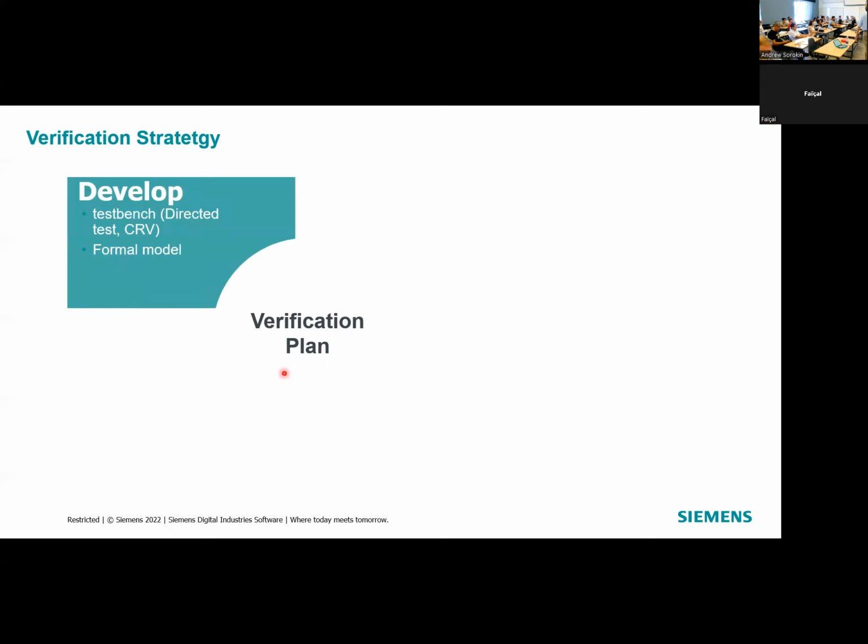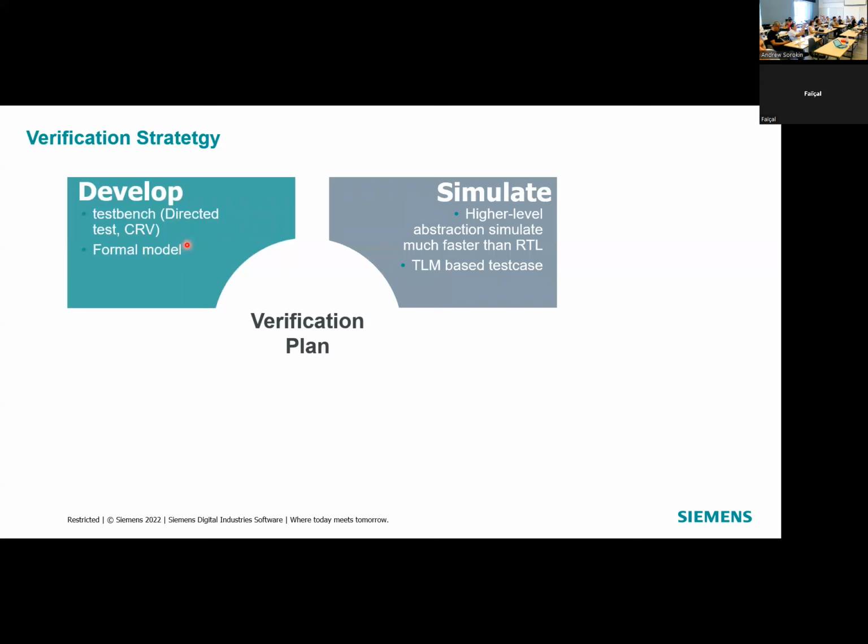Once we have this verification plan, we need to start developing our test bench. And it can be directed test, a constraint random verification, it can be formal model. It's up to us to decide what is the best verification methodology based on the system we want to verify. Используем разные методы, то есть прямые тесты, constraint random, формальную модель. Then we simulate our verification environment to find as many bugs as we can, or let's say to be as fast as we can.